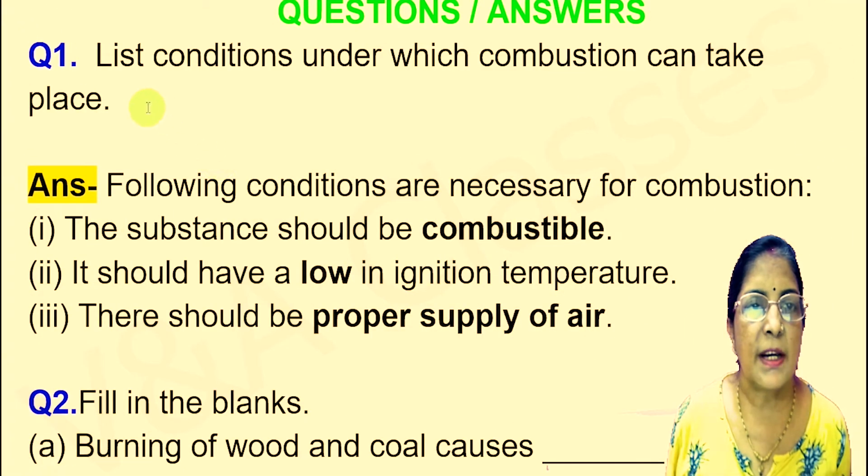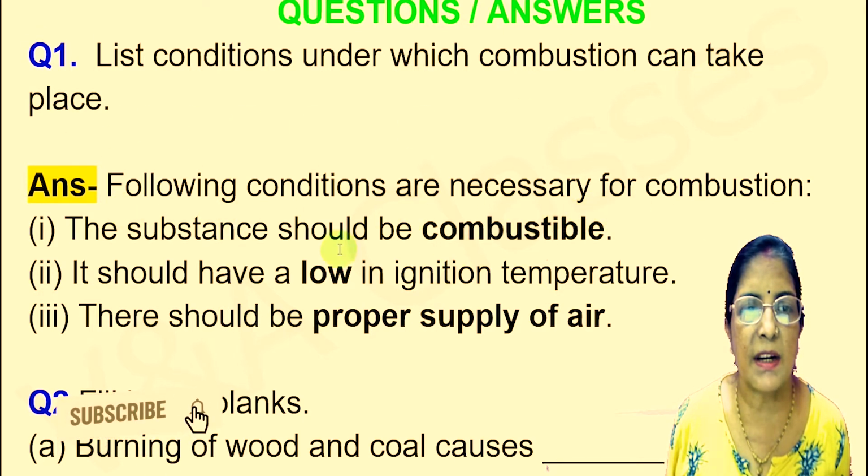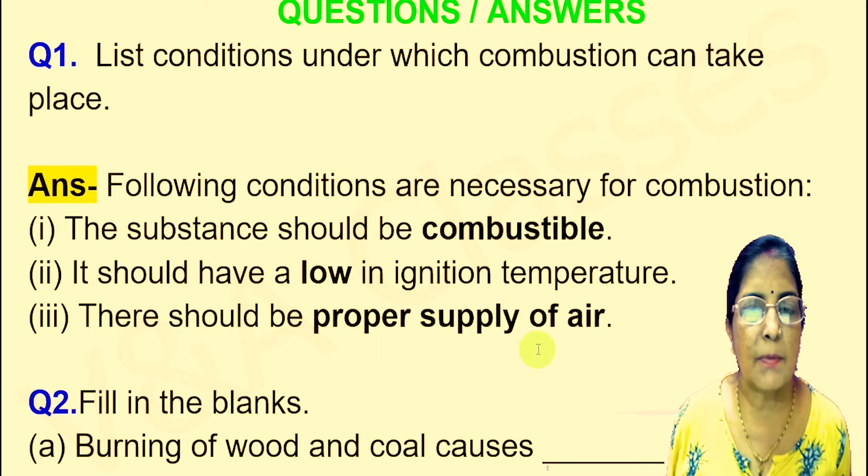So the first question is, list the conditions under which combustion can take place. Answer: the following conditions are necessary for combustion. First, the substance should be combustible. Second, it should have a low ignition temperature. Third, there should be a proper supply of air.